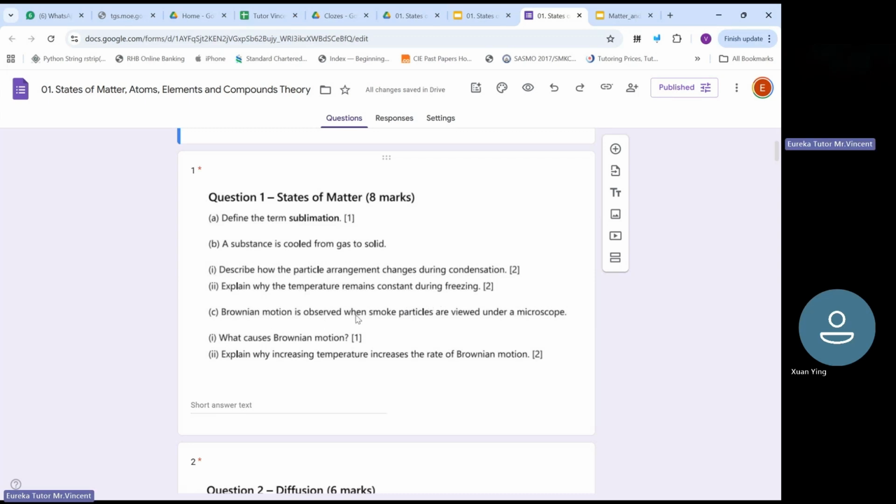Brownian motion is observed when small particles are viewed under a microscope. What causes Brownian motion, and explain why increasing temperature increases the rate of Brownian motion. Okay, so this is the very first question.